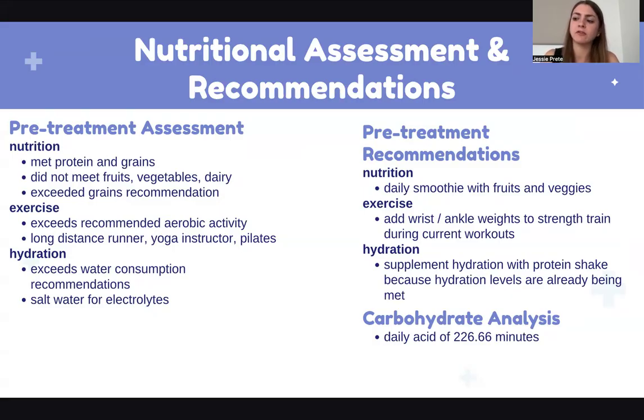The client wanted to build muscle mass to gain 6 pounds, so I gave them the goal of adding wrist and ankle weights to strength train during current workouts while keeping up their hydration routine. The client did increase their fruit and vegetable consumption through having whole apples and vegetables like carrots and cucumbers.